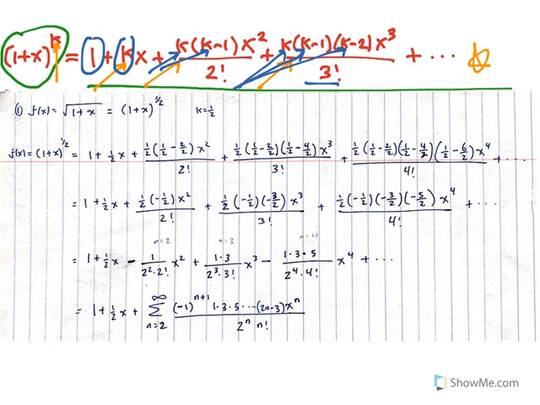So the rest of the process is to simplify what we have here and then try to represent our binomial series using sigma notation. So for simplification, there's really nothing you need to do for the first two terms. They're about as simple as it's going to get.